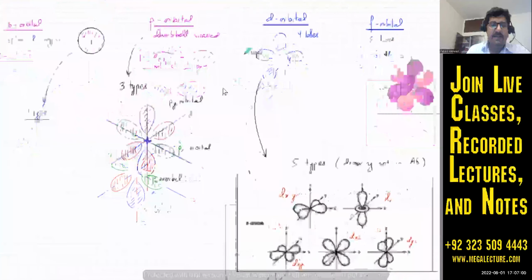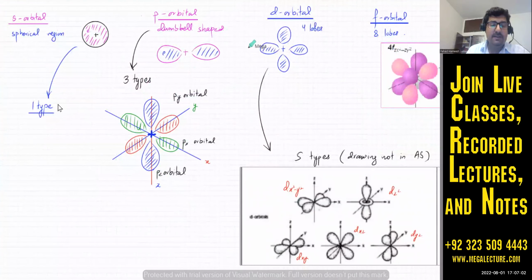Then we said that the s orbital has only one type because there's no direction. The p orbital has three types, which depends on the orientation. The negative charge of the electron could be located on the x-axis, it might be distributed on the y-axis. So depending on which axis around the nucleus the negative charge is located, you'll have px, py, and pz orbitals.